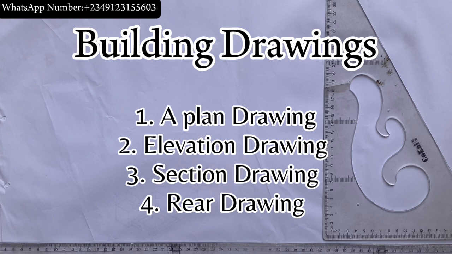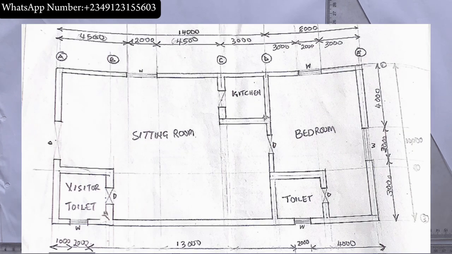So for our focus now, we'll pick a particular plan, and in that plan we'll discuss each section of the building drawing, which include the plan, the rear, the elevation, and the section. So let's start with drawing a particular plan, as you can see in front of you. This plan here is a one-bedroom flat. It has one bedroom, one sitting room, two toilets, and a kitchen. So how do we possibly produce this figure?